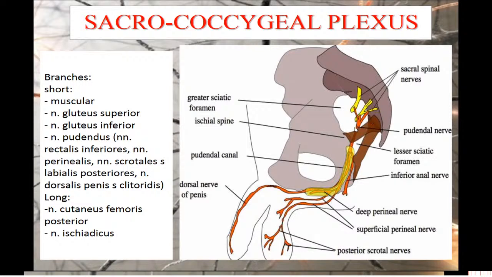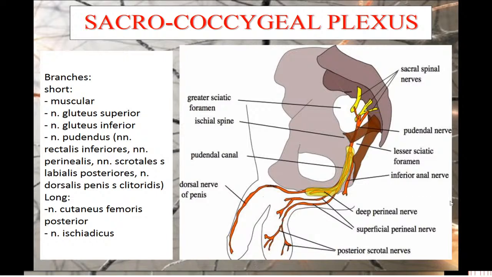Infrapiriform foramen transmits inferior gluteal nerve, pudendus nerve, posterior cutaneous nerve of the thigh, sciatic nerve, and also inferior gluteal vessels. So you see so many structures pass through the infrapiriform foramen.